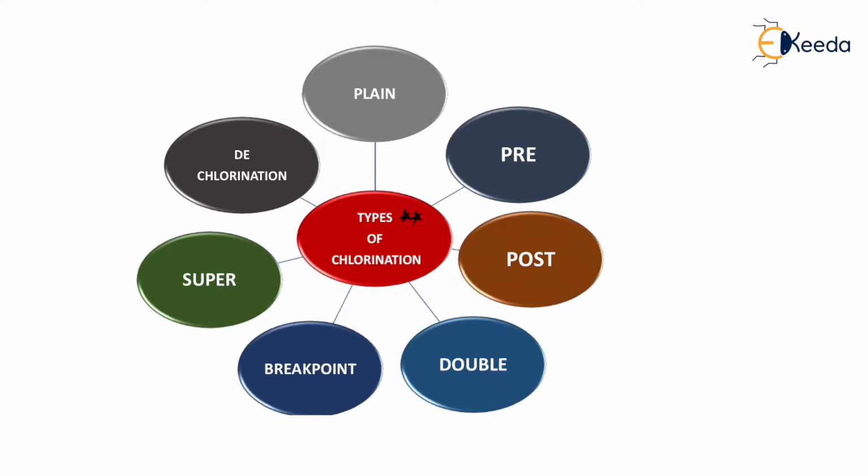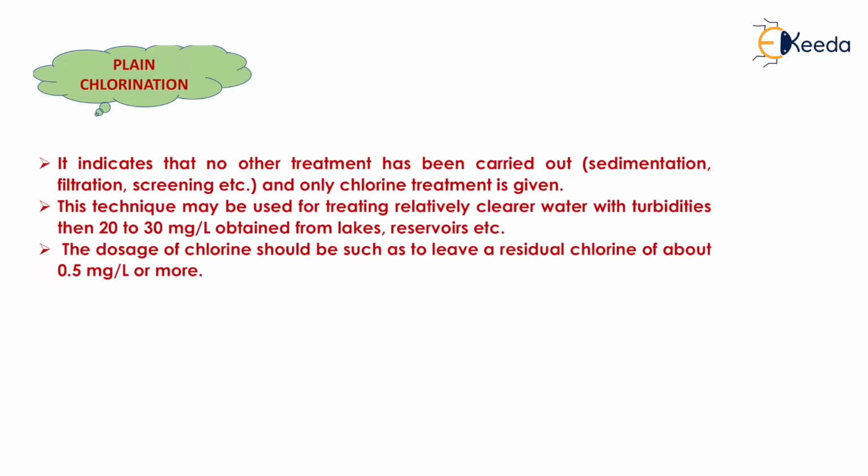Okay, so we will see one by one each and every type of chlorination, that is plain chlorination, pre-chlorination, post-chlorination, double chlorination, breakpoint chlorination, superchlorination and dechlorination, starting with the plain chlorination. Plain chlorination indicates that no other treatment has been carried out. It means that neither sedimentation is done, nor filtration is done, nor screening is done, and only chlorine treatment is given, that is known as plain chlorination.